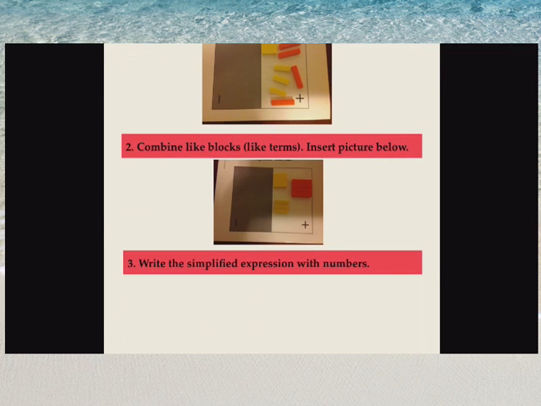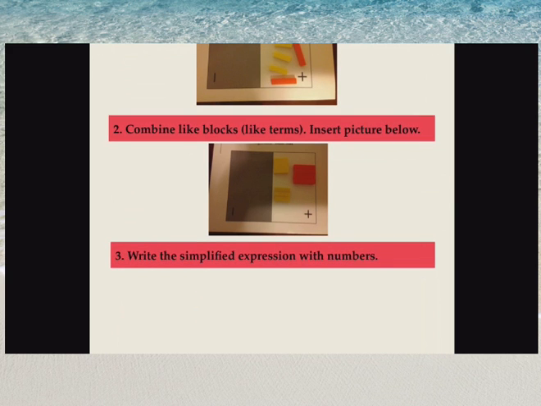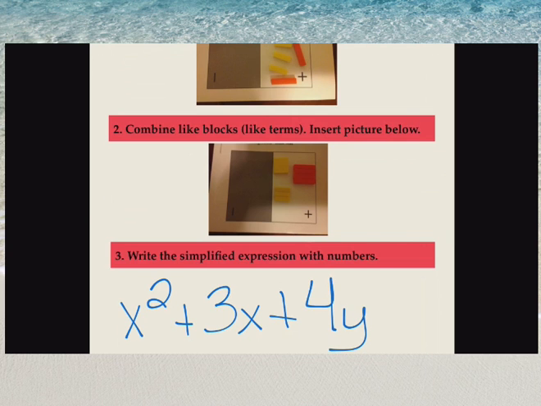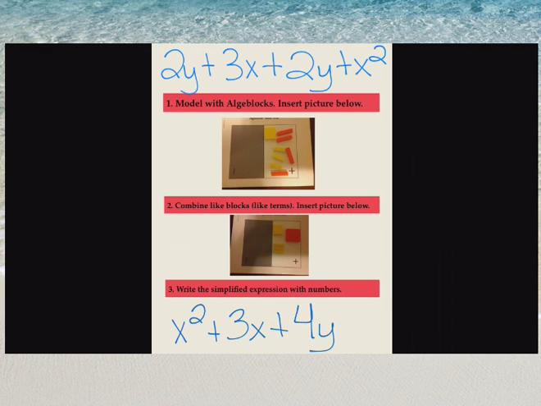Okay, remember our last step is to write the simplified expression with numbers. So, we're going to start with our x squared plus 3x plus, we've got 4y showing. Okay, so our simplified expression is x squared plus 3x plus 4y. Now, one important thing to note here is we do not combine x's with y's when we're adding or subtracting them together. Okay, you can't combine x's and y's, they're not the same block.